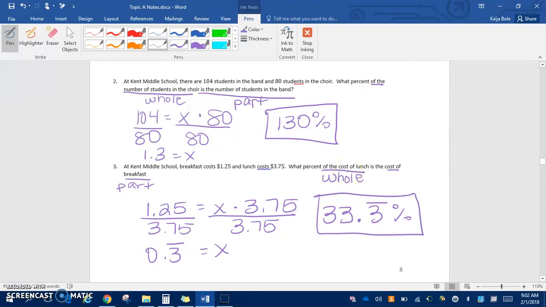Okay, so this is not much different than what we did yesterday besides that equation. We just need to be very aware of what is the part and what is the whole, and I want you guys to label that in your problem. So if you have any questions, bring those to class tomorrow, and then we will do some more practice.